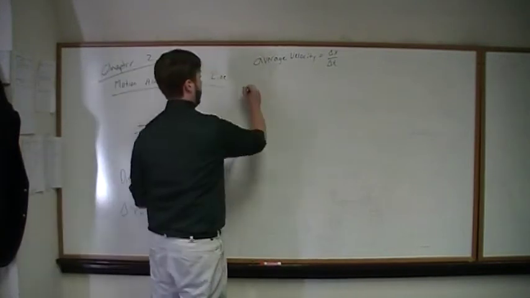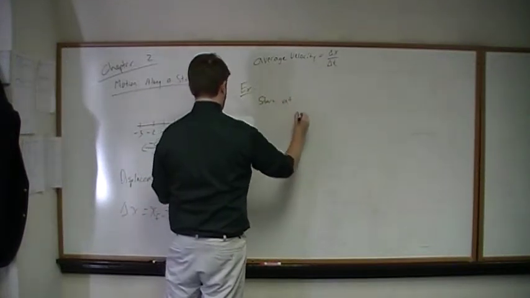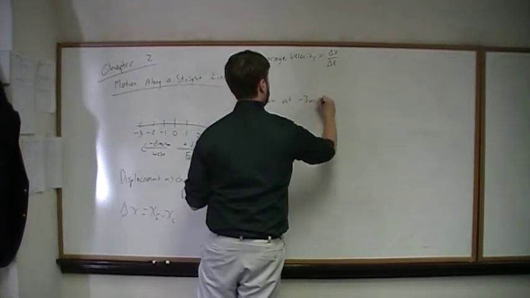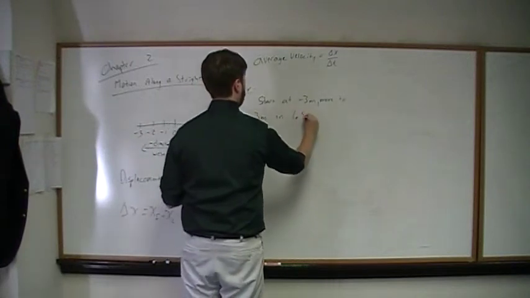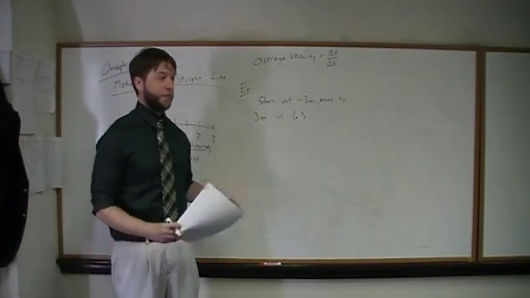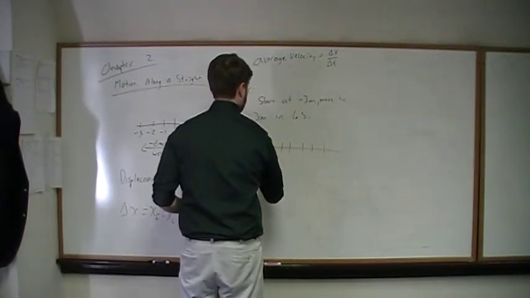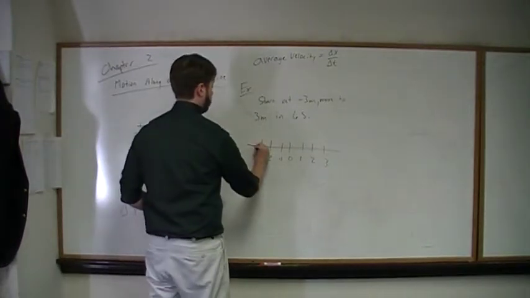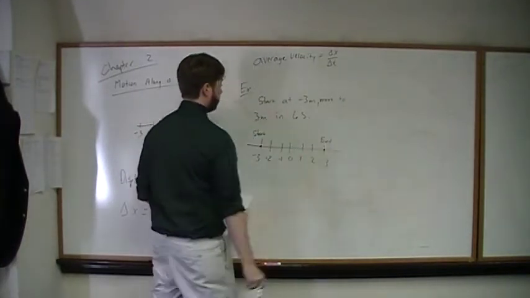So let's say that in an example for average velocity, we start at negative 3 meters, and we then move to 3 meters in 6 seconds. So we started at minus 3 on our number line, and we moved to 3 in 6 seconds. So minus 3, minus 2, minus 1, 0, 1, 2, 3. We started at minus 3, so this was our starting point, and then we ended over here at 3, that was our ending point.